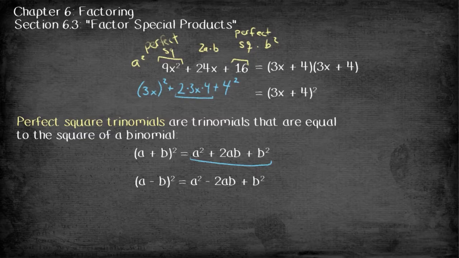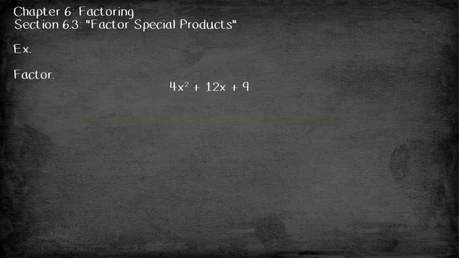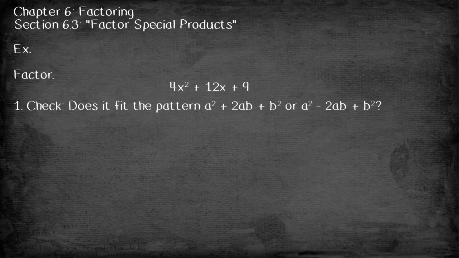This is how we do it. We first want to check, does it fit with one of these patterns? So I need the first term, 4x squared, to be a perfect square, and I need 9 to be a perfect square. Well, 4x squared is really a perfect square of 2x, and 9 is a perfect square. It is the square of 3. Okay, so that passes the first part of being able to fit it into that form.